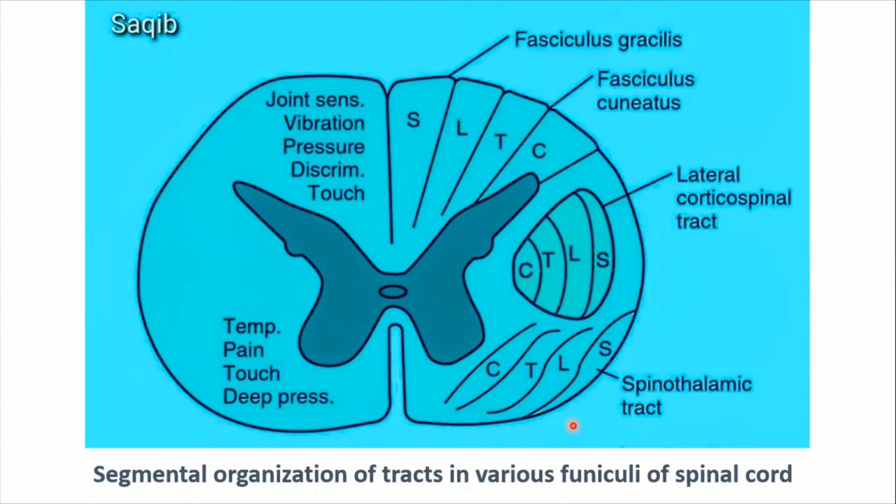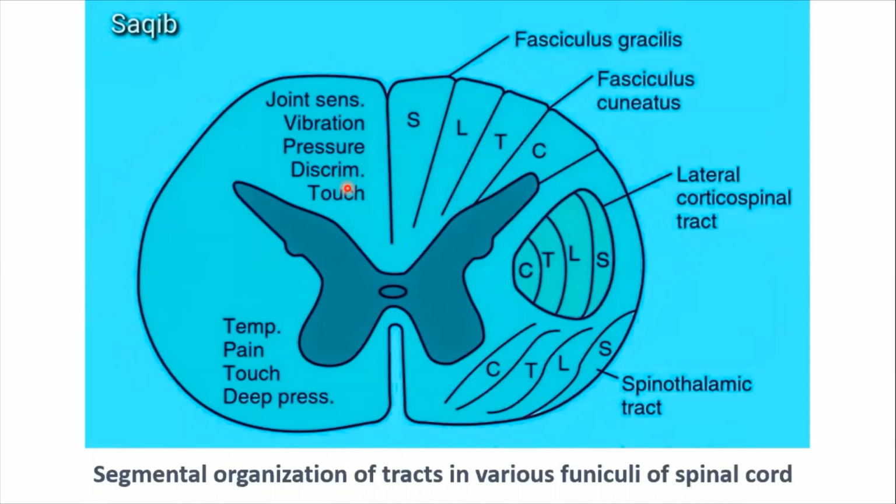So this is the spinothalamic tract, and this is the anterolateral system, right? Pain and temperature sensation. This is the lateral corticospinal tract, and posteriorly is the dorsal column, medial lemniscus system. The spinothalamic system is concerned with temperature, pain, touch, and deep pressure. The dorsal column, medial lemniscus system consists of joint sensations, vibration, pressure, and discriminative touch, the 2-point discrimination.